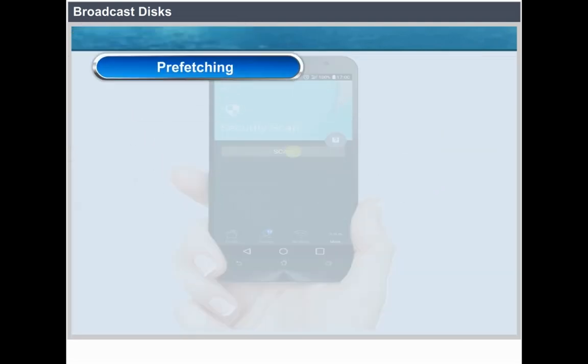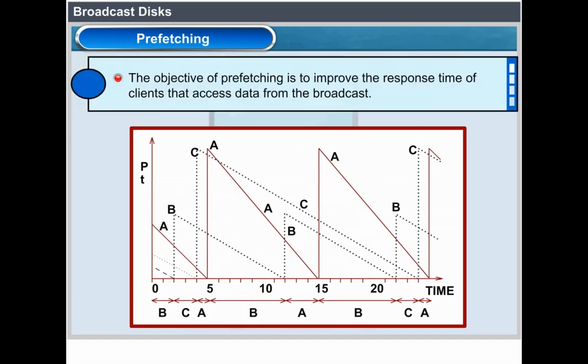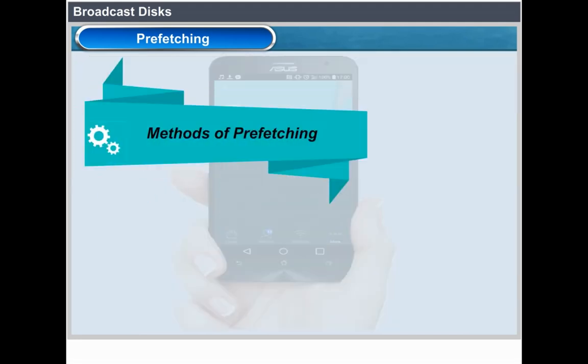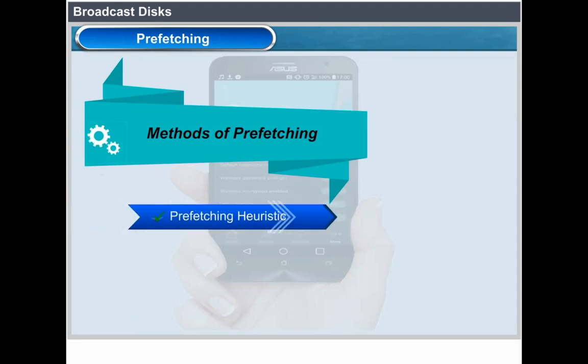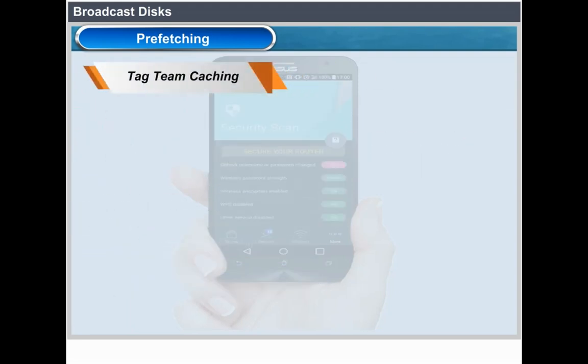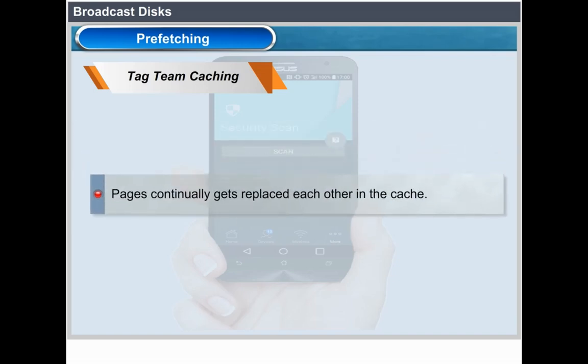Prefetching. An alternative approach to obtaining pages from the broadcast. The goal is to improve the response time of clients that access data from the broadcast. Methods of prefetching: tag team caching and a prefetching heuristic. Tag team caching: pages continually replace each other in the cache.